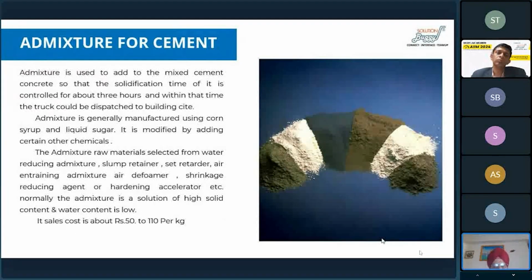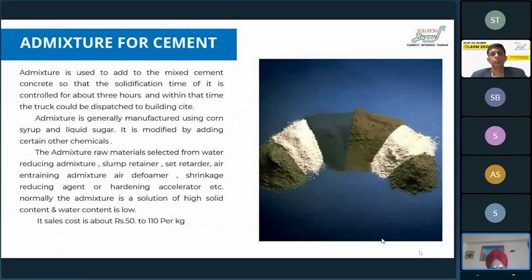Other additives are to be added so that it is stable. At the same time, the constituents of admixtures are selected from the water reducing admixture, so that a small quantity of water is required when it is to be used. Slump retainer, set retarder, air entraining admixture, air deformer, shrinkage reducing agent, or hardening accelerator, because these are the properties of the cement which are to be controlled, depending on the quality of the cement concrete required.